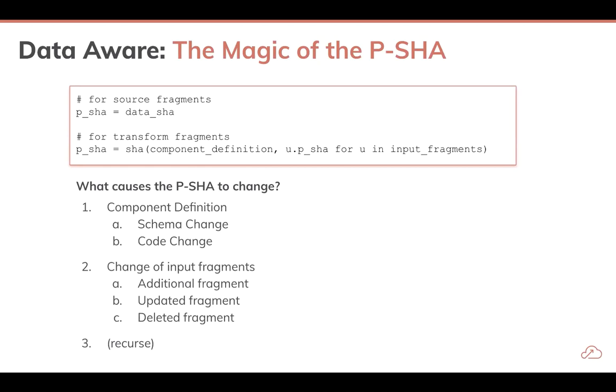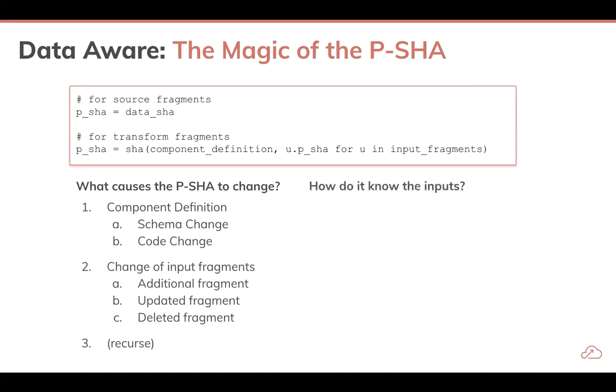What causes a PSHA to change is a number of different things. If I change the definition of a component, its PSHA changes. If I change the inputs of a component, or even of an individual fragment, just an individual partition, which may have just a few upstream partitions for it, if any of those change, if a new fragment shows up that is now an input to an existing partition, if a fragment gets updated, if a fragment gets deleted, the inputs have fundamentally changed. And as a result, the PSHA itself changes. And our system then can detect that there must be something that needs to be done.